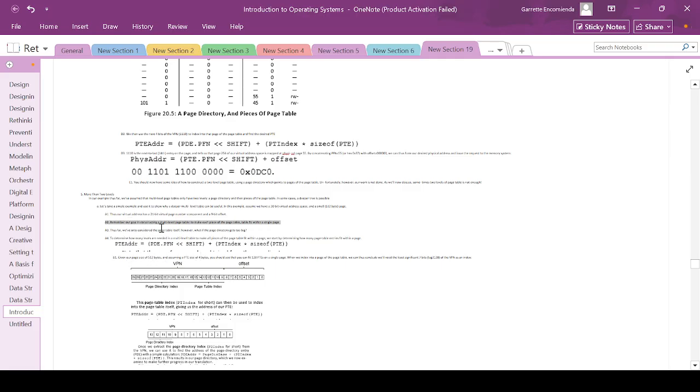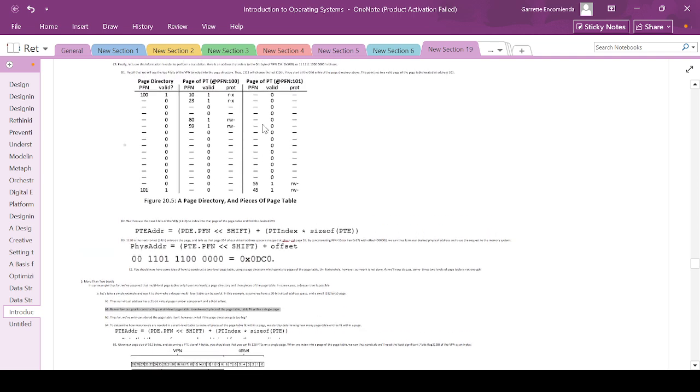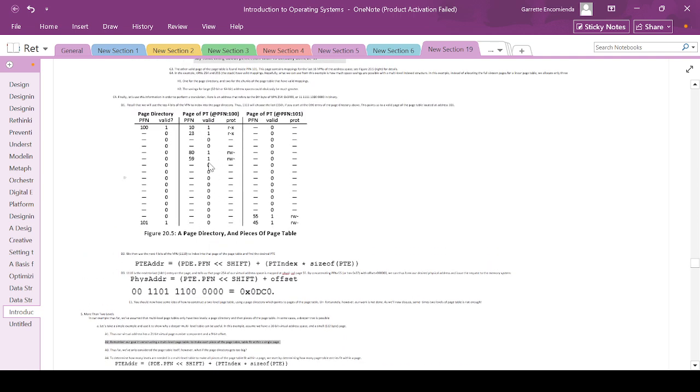Remember our goal in constructing a multi-level page table is to make each piece of the page table fit within a single page. So here, a single page table will fit in a single page instead of multiple pages.